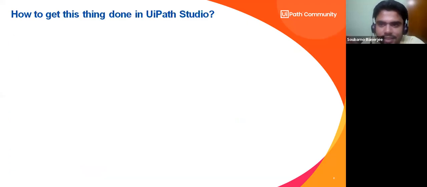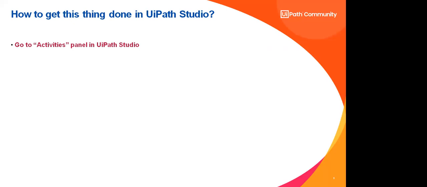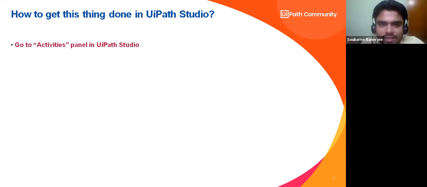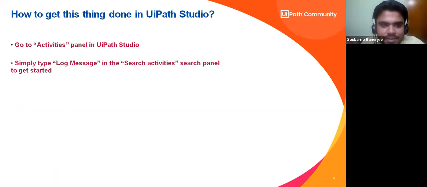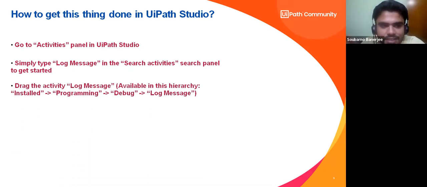Okay, how to get this thing done in UiPath. I promise this is the last one, no more slides after this. First things first, this is the instruction. Nothing to read out here, just the instruction. Go to the activities panel in UiPath Studio, and simply type log message in the search activities panel to get started. That's not the limit, but to get started. Now it says drag the activity log message into the workflow. I know I'm making you bored, but that is how it is. It's a very simple instruction.